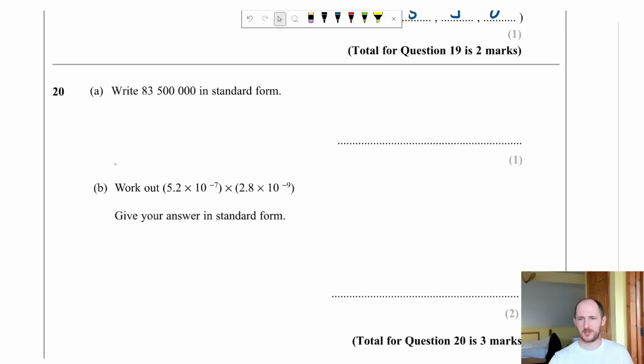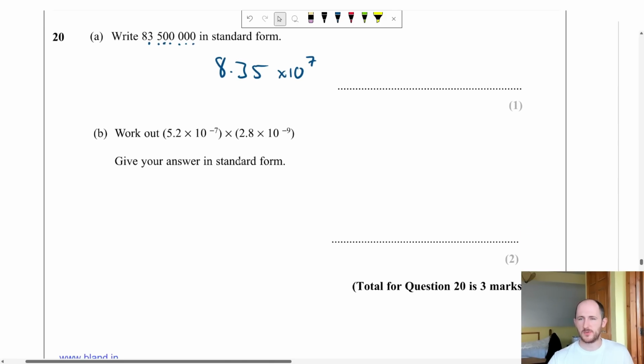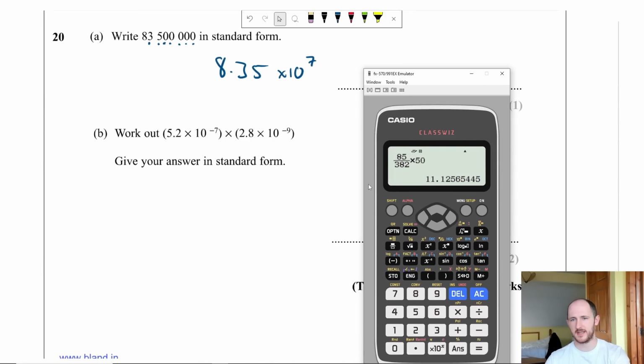Another standard form question. 8.35 times 10, and once again just count the digits. So 1, 2, 3, 4, 5, 6, 7. Job done. Just do the multiplication. Or I was thinking maybe I could do it in my head, but I'm not that brave. I could do 5, you know what? No, screw it. Why am I making things more difficult? To the power of minus 7 times 2.8 times 10 to the power of negative 9.